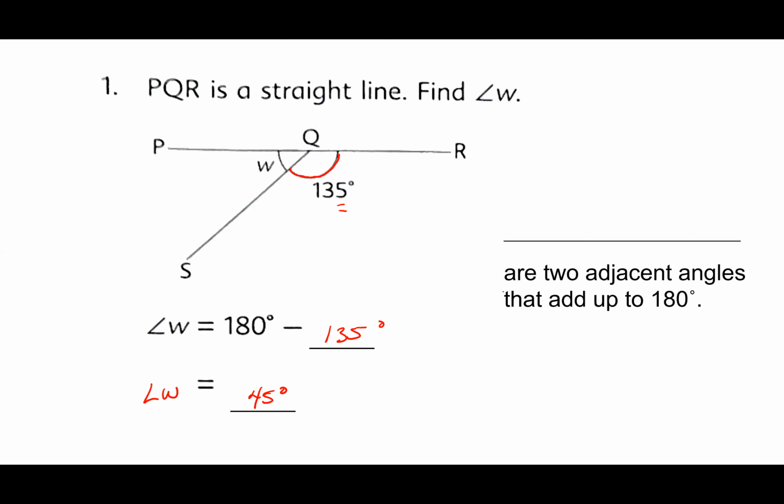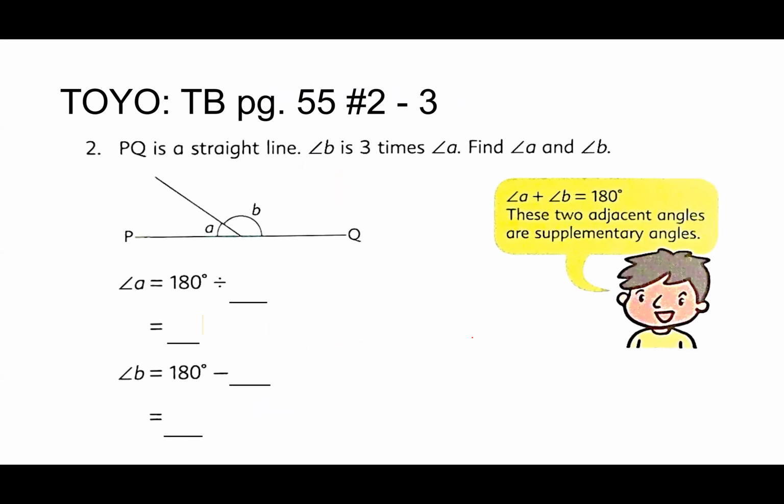All right, number 2. PQ is still a straight line. Angle B is 3 times angle A. We're going to set up a bar model. Do this with me. Find angles A and B. Let's give B 3 units, and angle A is going to have 1 unit because angle B is 3 times angle A. These adjacent angles add up to 180 degrees, so we have 4 units that add up to 180 degrees.